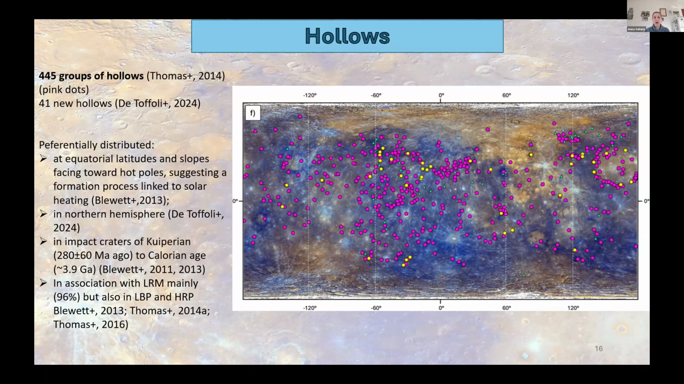Then these hollows are mainly found in the northern hemisphere. And as said by Valentina, they are found mainly in association with the low reflectance material. As you can observe on the map, we can mainly find the hollows in these blue and dark terrains, that is the low reflectance material, even if sometimes they are also found in terrains which are spectrally redder, such as the high reflectance red plains, such as here, and intermediate terrains, such as the low blue plains.